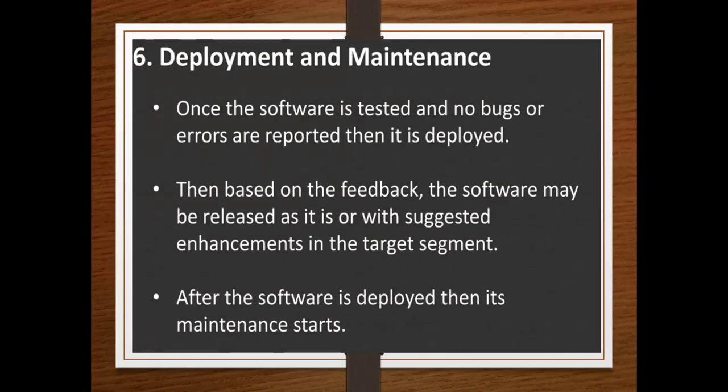Next is deployment and maintenance, and as I told you all, it is again one of the most important stages of the software development life cycle. Once your software is tested and no bugs are there, then it is ready for deployment. Then, based on feedback, the software may be released as it is or with suggested enhancements in the targeted segment. After the software is deployed, its maintenance starts.